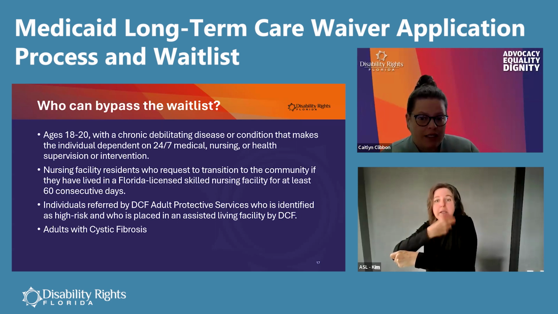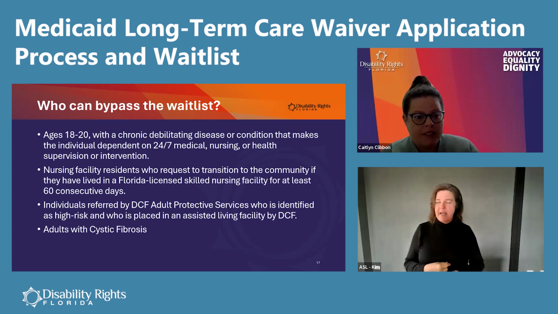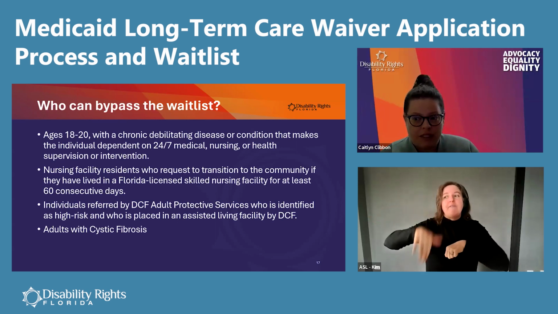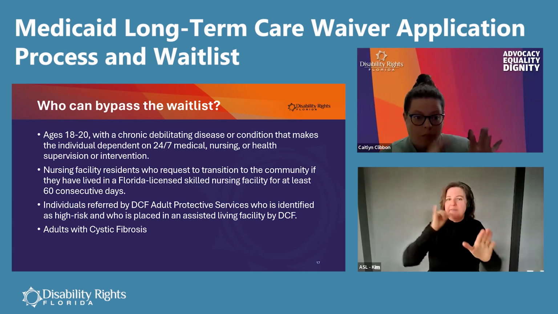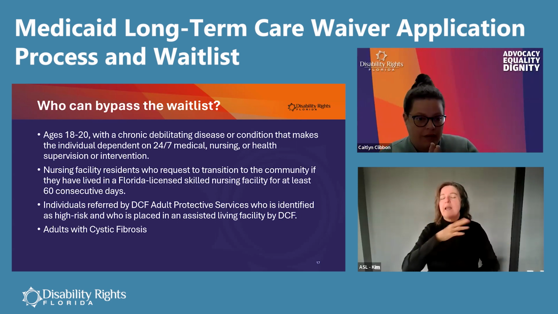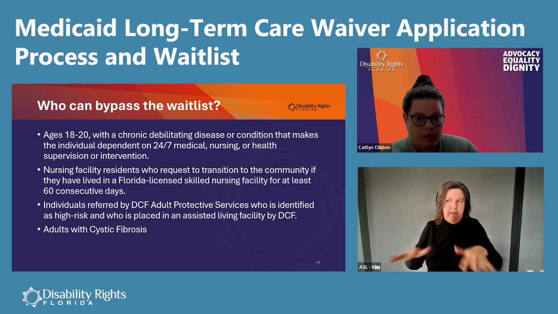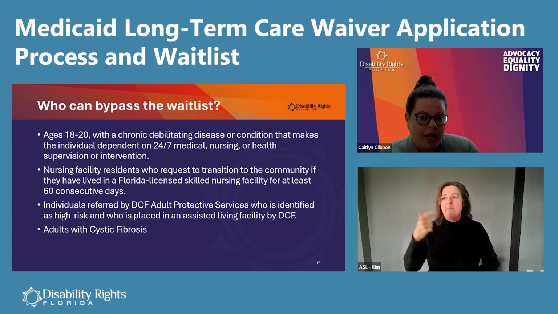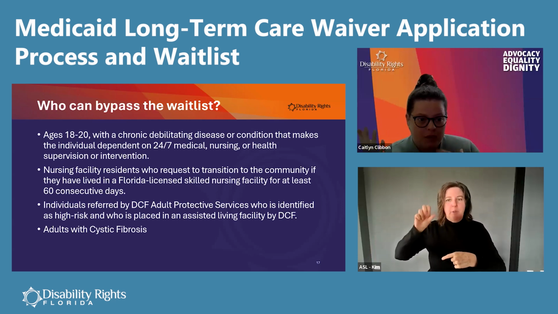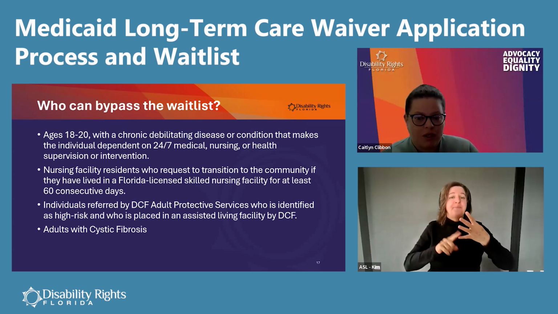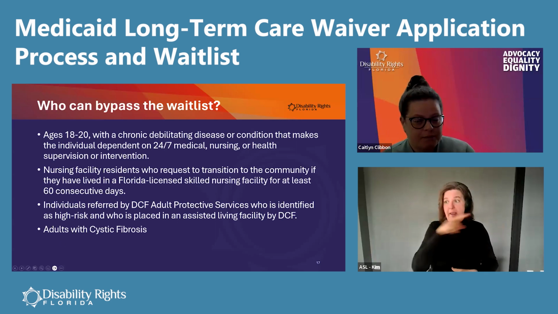The third category is individuals who've been referred by the Department of Children and Families, Adult Protective Services that have been identified as high risk and who DCF has placed into an assisted living facility due to abuse or neglect or exploitation. And the final category is adults with cystic fibrosis. So there's no specific age as long as you're 18 or older. If you have cystic fibrosis, you're eligible to bypass the wait list.